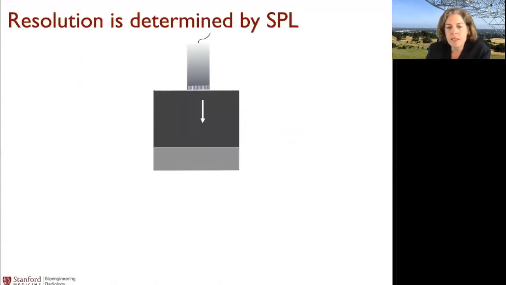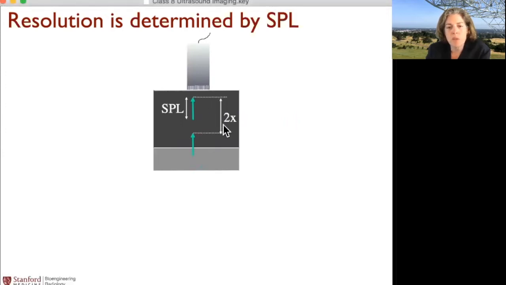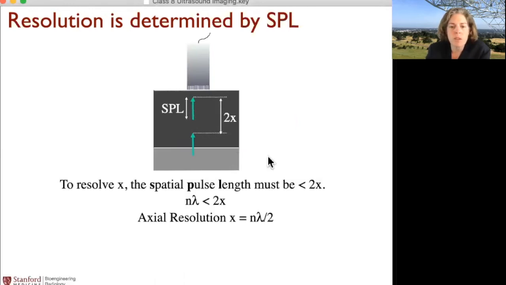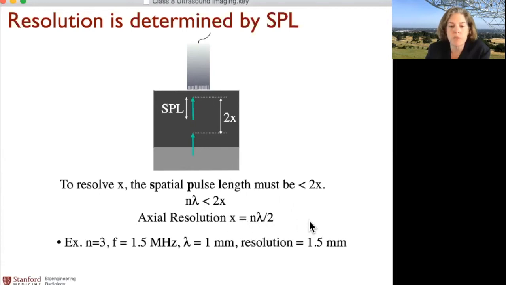Okay, so what exactly is the resolution? Let's say you have two reflectors that are separated by a distance of x. You're going to have two echoes that are going to be coming back. The separation between them now is 2x, whereas the separation between the two reflectors was x. Now you need to make sure that 2x is greater than their spatial pulse length. So 2x needs to be greater than n lambda. So now just solving for the limit of your resolution is where x equals n lambda over 2. That's the smallest object that you're going to be able to resolve.